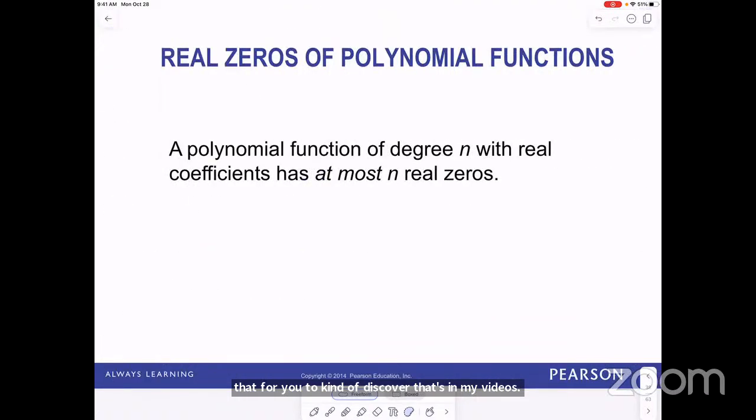Real zeros of a polynomial function. A polynomial function of degree n with real coefficients has at most n real zeros. So once we identify the degree of the polynomial, we have at most n zeros. Like if we were working with a degree 4 polynomial, we have at most 4 zeros. We're not guaranteed all 4 or any at all, but we have at most 4. Right? We're not going to have 5 zeros in that case.